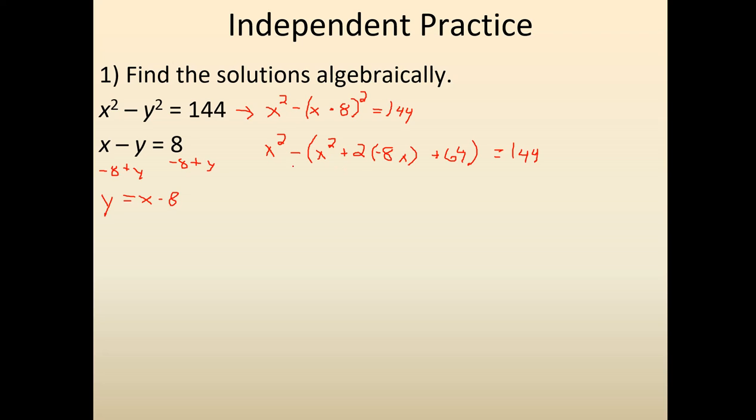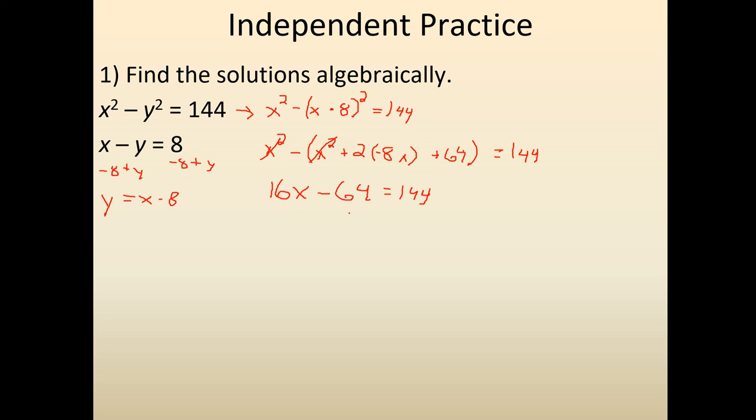When I combine like terms, I get x squared minus x squared. So these actually cancel each other out. And then what I'm left with is 16x minus 64 equals 144. Remember, you distribute the negative over.